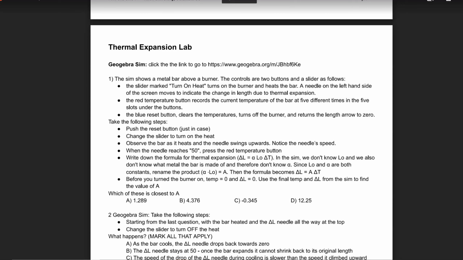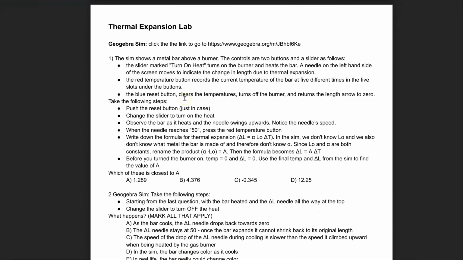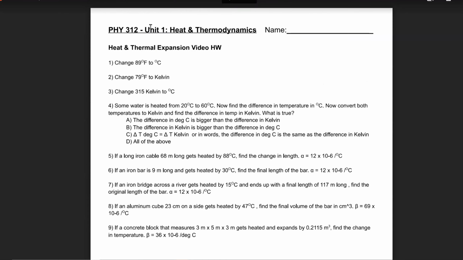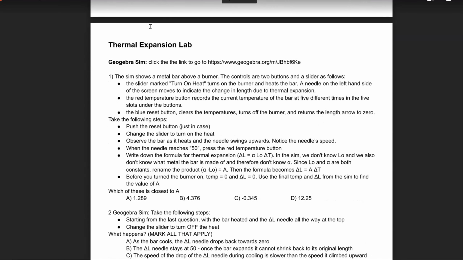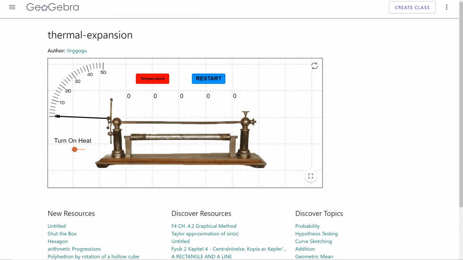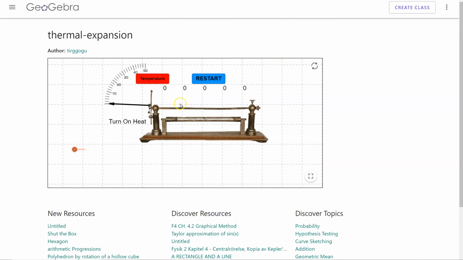The first sim, there's a link, not in the first item here, but down in thermal expansion lab. It says click this link right here. Well, I've got that pulled up, so this is that. There is a metal bar right here above a burner, and you can turn the fire on right here, and you saw the little fire.